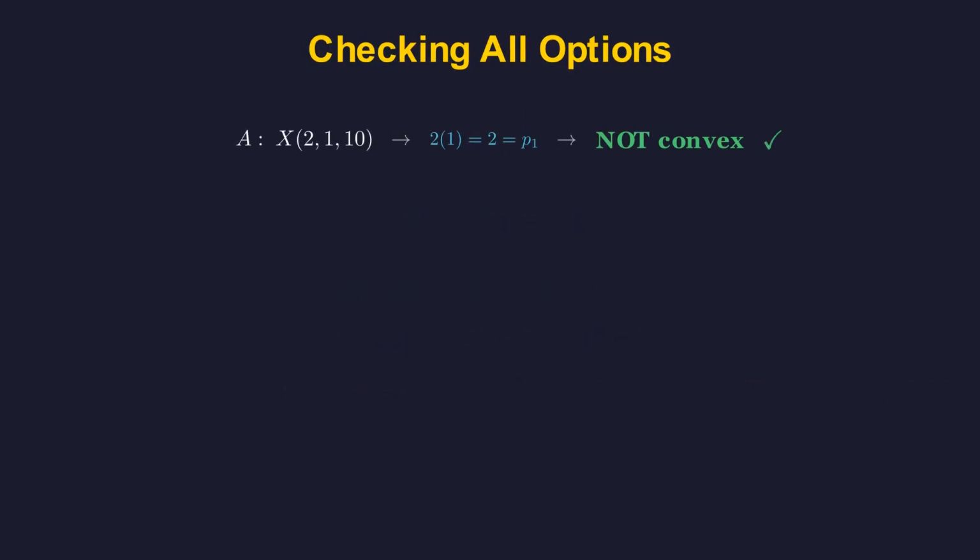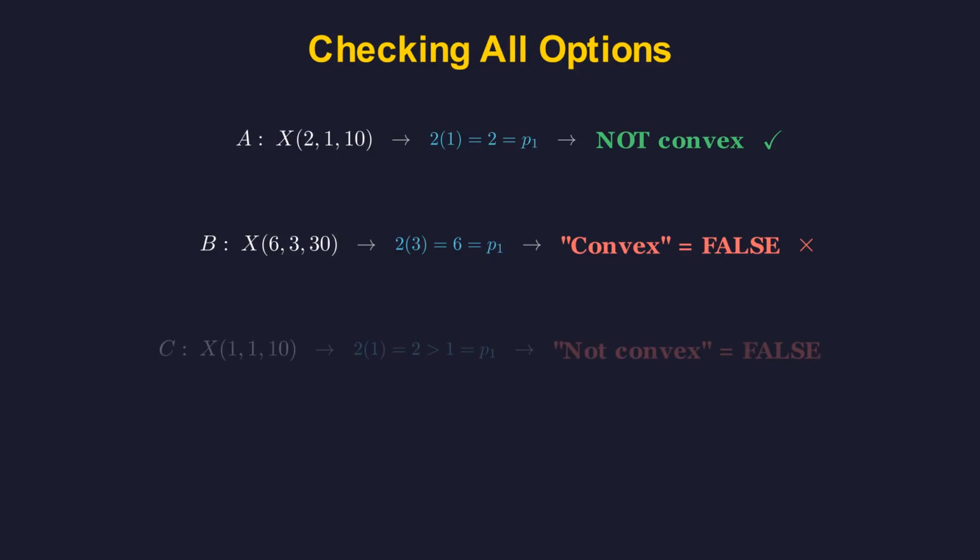Option A. P1 is 2. P2 is 1. 2P2 equals 2 equals P1. It's a tie. Two corner solutions. X is not convex. The statement says not convex. True. Option B. P1 is 6. P2 is 3. 2P2 equals 6 equals P1. Again a tie. 2 points.